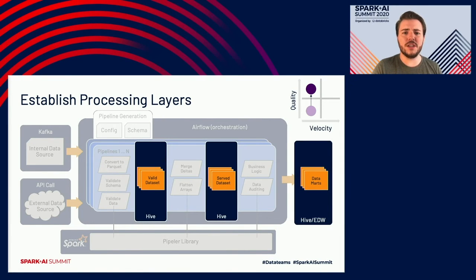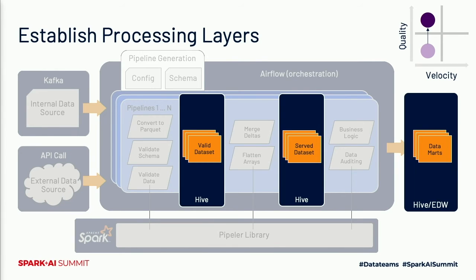In our new architecture, we established three distinct processing layers that now allow us to view data in various stages of the pipeline. I remember that this was a hot topic at Spark Summit here last year, so I'll just explain how we think about these three layers. The first we call the valid dataset layer.